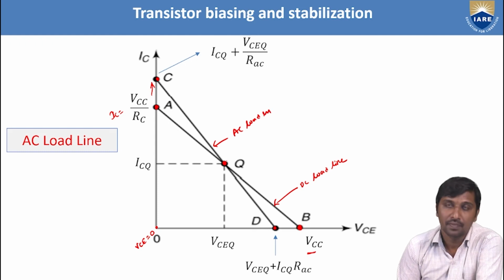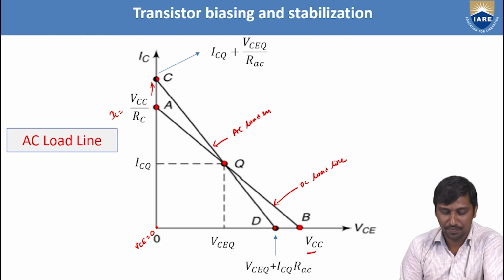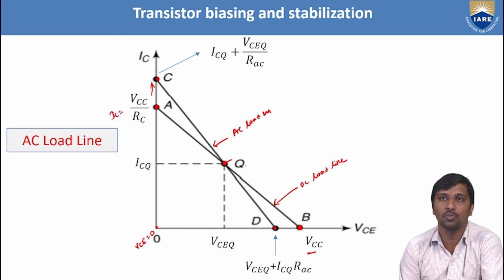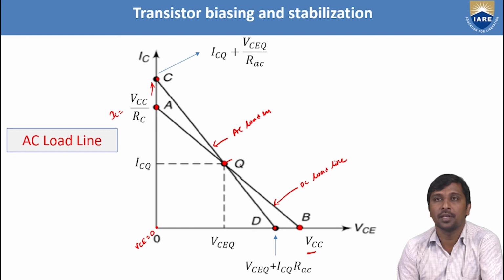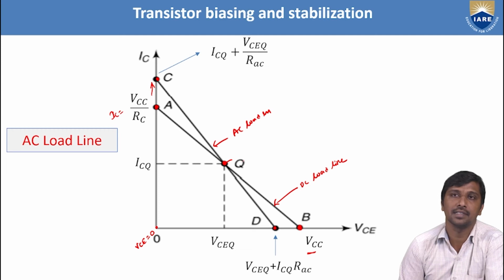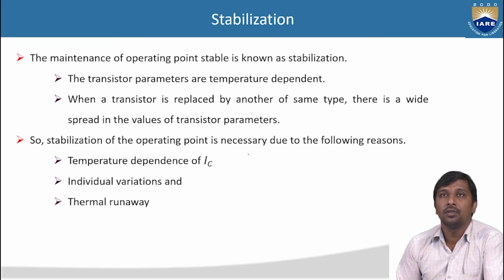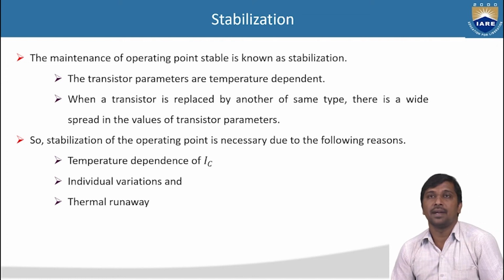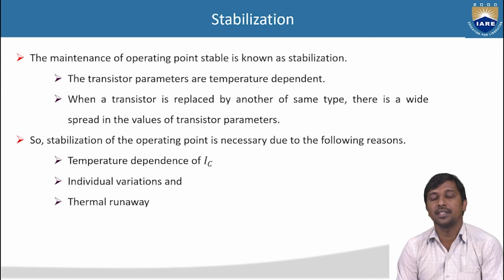Here, the intersection of the DC load line and AC load line is nothing but your VCEQ as well as your ICQ. That point indicates the Q point. Based on this operating point, we are providing faithful amplification using the transistor. Now, up to this point, we observed how we make the biasing to produce faithful amplification by using amplifier circuits.